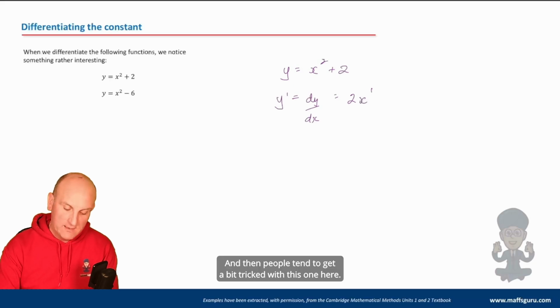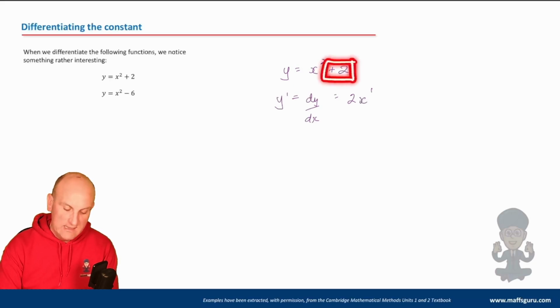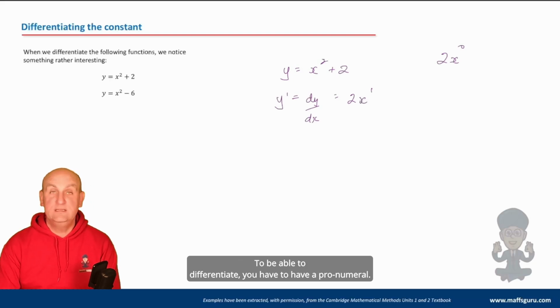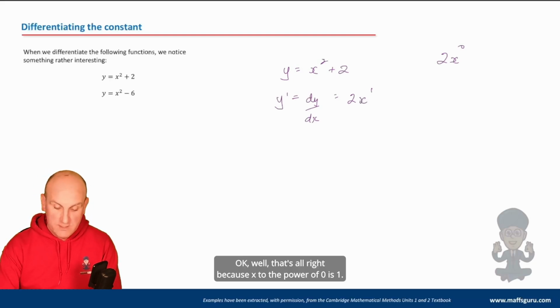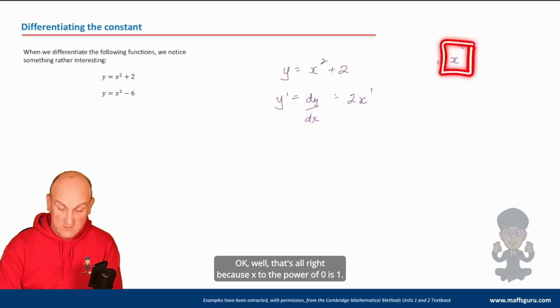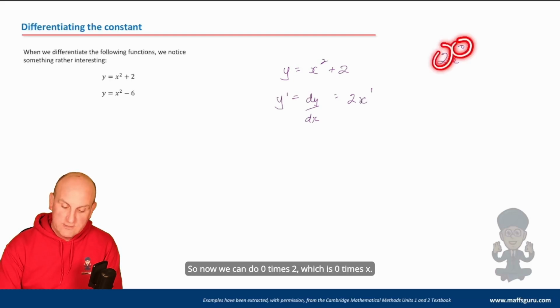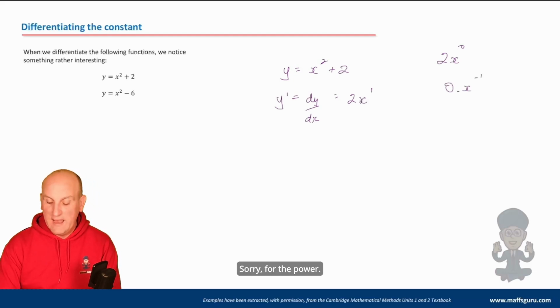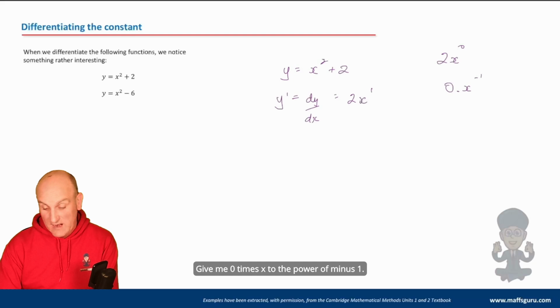We can do that. And then people tend to get a bit tricked with this one here. If you remember, that is 2 times x to the power of 0. To be able to differentiate, you have to have a pronumeral. Okay, well, that's all right because x to the power of 0 is 1. So now we can do 0 times 2, which is 0, times x, and then taking 1 from the power gives me 0 times x to the power of minus 1.